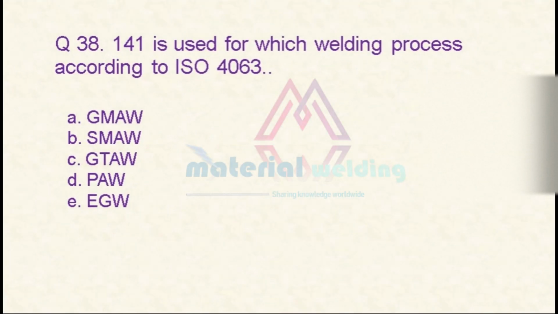Question 38. 141 is used for which welding process according to ISO 4063? A. GMAW. B. SMAW. C. GTAW. D. Plasma arc welding. E. Electrogas welding.